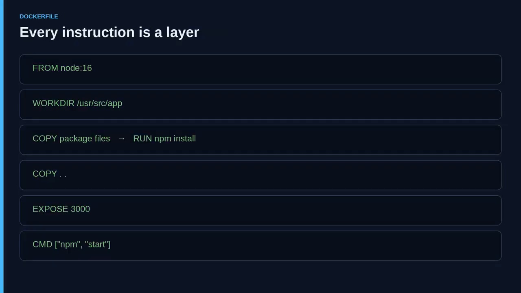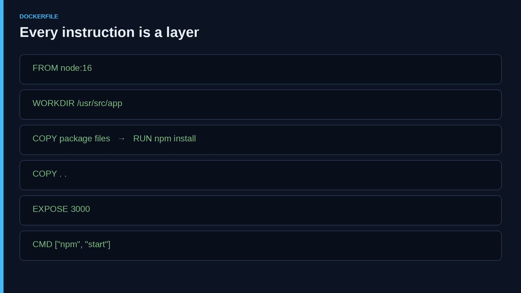Walk the Dockerfile line by line because every instruction becomes a layer. FROM node:16 starts from an official node image. WORKDIR sets /usr/src/app as the working directory. You copy package files first, then run npm install so dependency layers can be cached when only app code changes. Then COPY . . brings in the rest of the source. EXPOSE 3000 documents the port. CMD in exec form runs npm start.